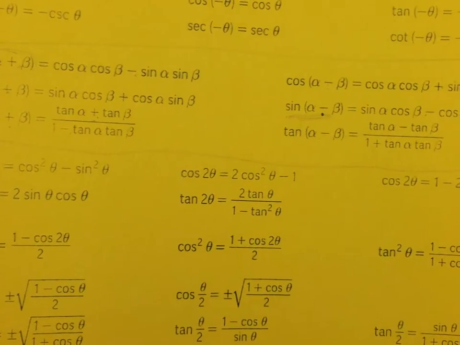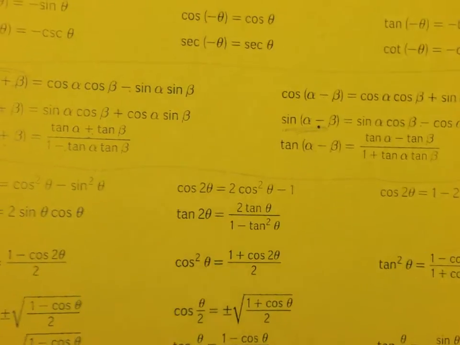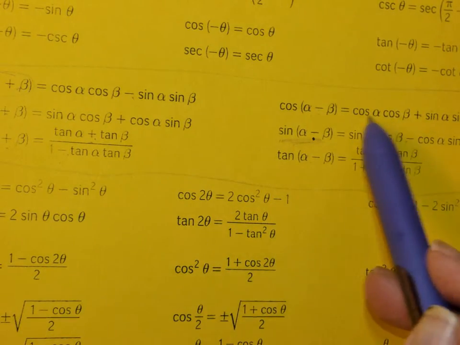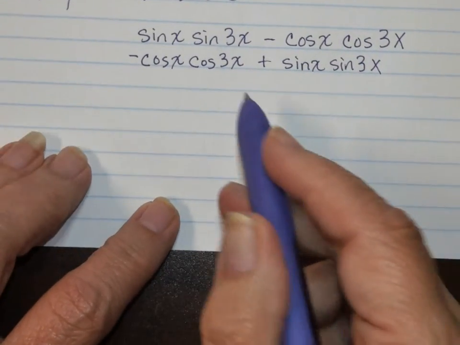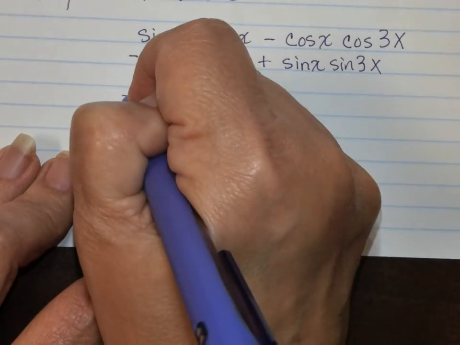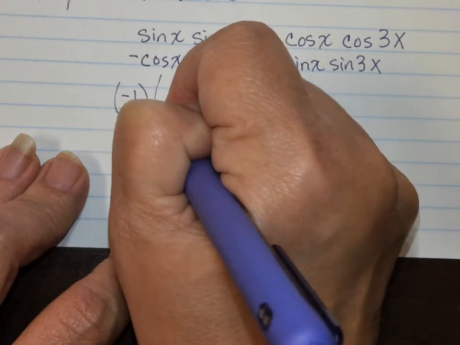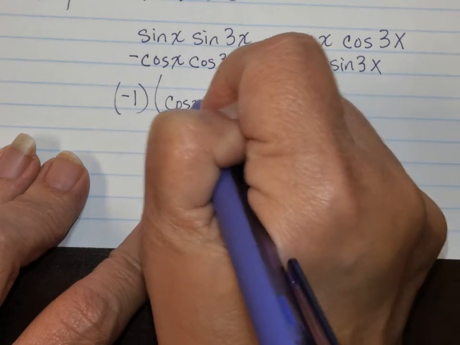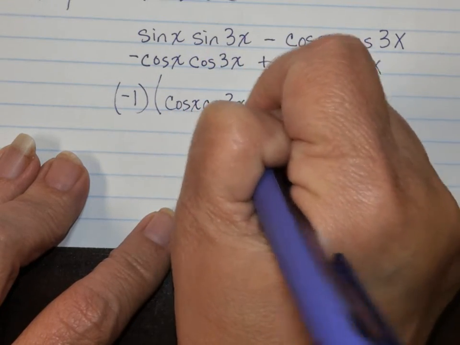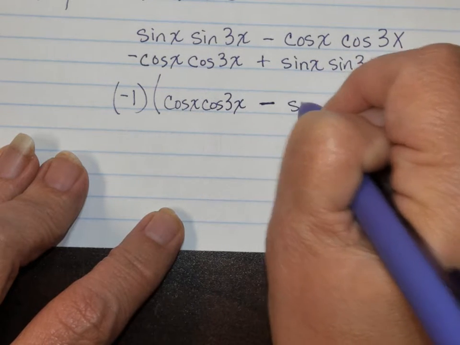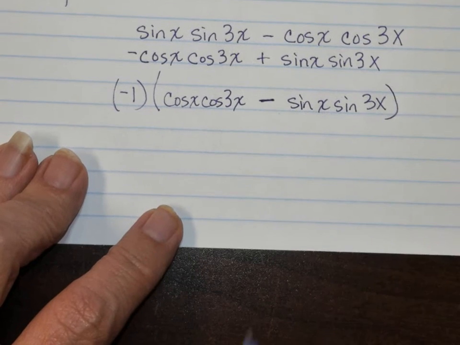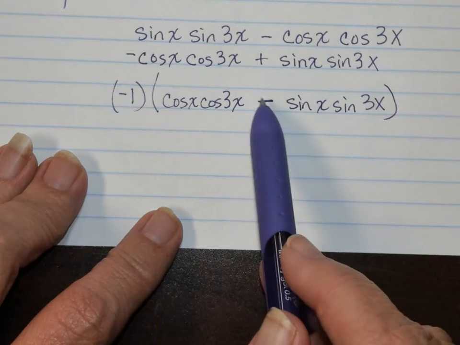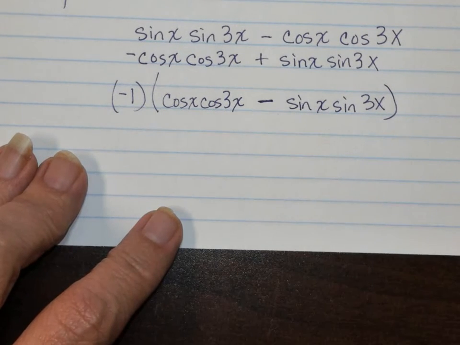And then I look and I say, well, now that's looking really close to an identity, but neither one of my identities has a negative on the cosine. So let me just factor out a negative 1. Right, so that my negative times negative will be positive.